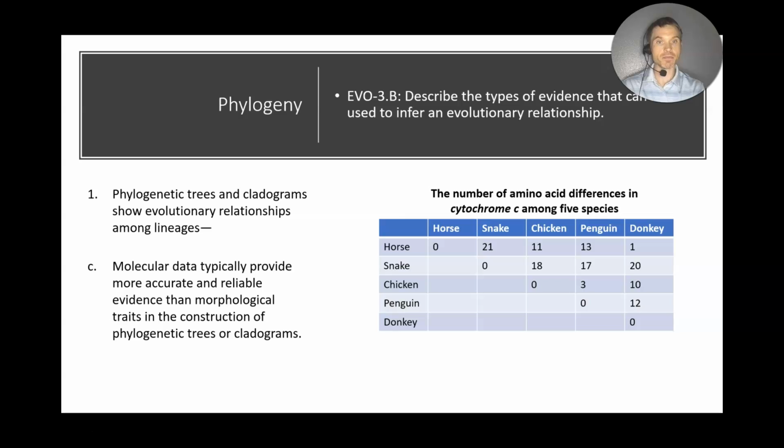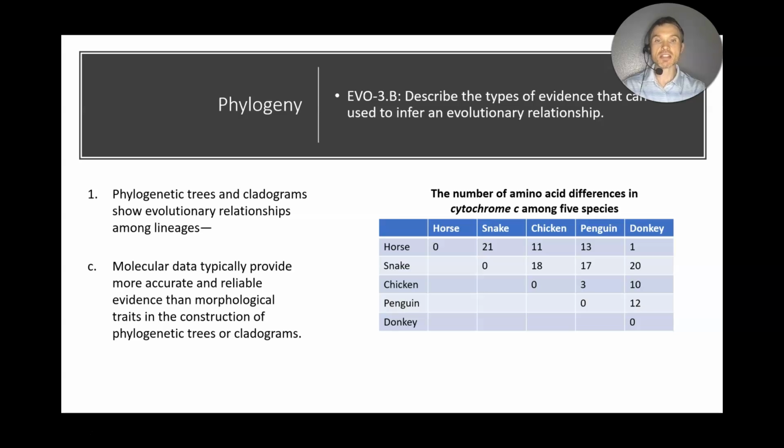or cladograms. So in a lot of questions, what you'll be given is a table like you see on the right hand side. You can see the 5 different species there: the horse, the snake, the chicken, the penguin, and the donkey. And then what you'll notice on the top, you will also see the horse, the snake, the chicken, the penguin, and the donkey. What the numbers represent is the amino acid differences in a particular protein between the different species. In this particular example, it's cytochrome C.